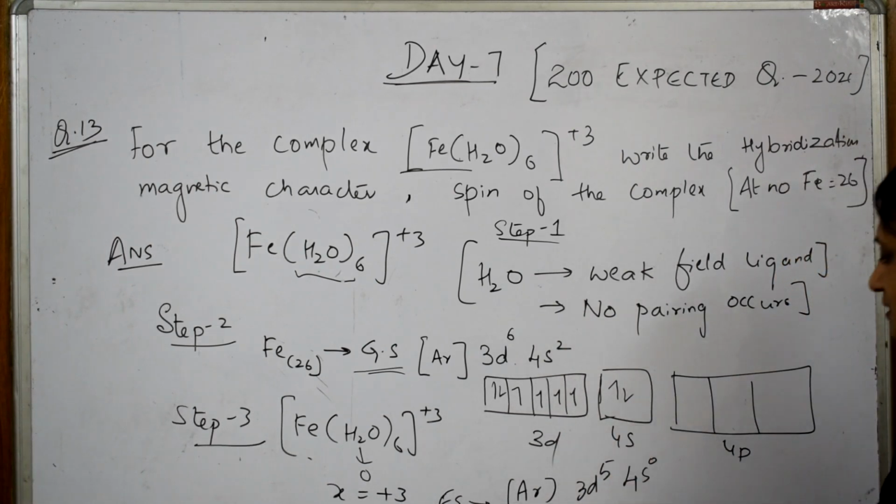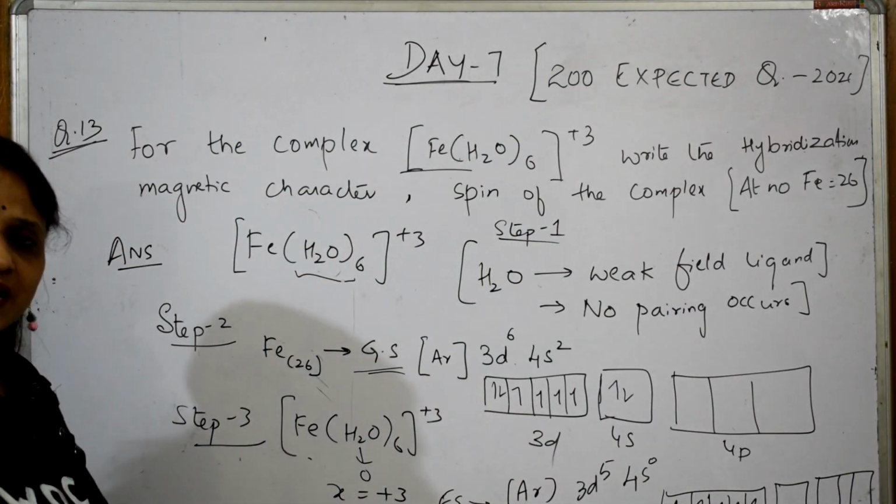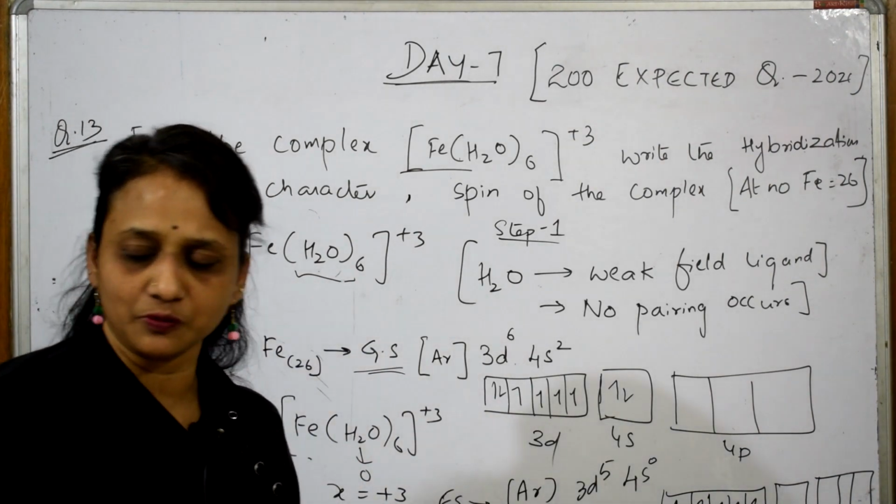Correct. Now write it. What will you get? 3d5. 1, 2, 3, 4. 4s is empty. 4p is also there. 1, 2, 3, 4, 5. Over, students? Okay, done. I think you're able to see the board, right? Let me check once whether you're able to see the board, or I'll move the board a little bit down.